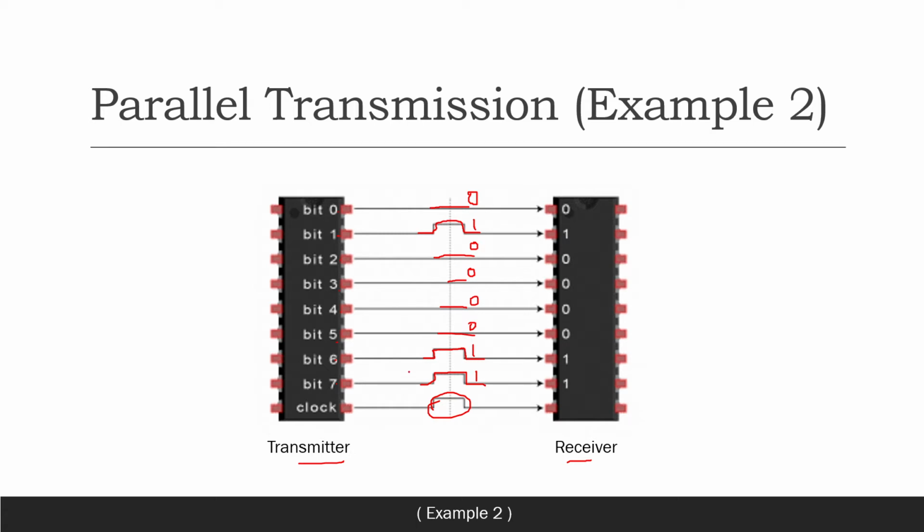This information is transmitted from this transmitter to the receiver simultaneously using 8 wires. This is the meaning of parallel transmission. So I hope it clears your concept about parallel transmission.